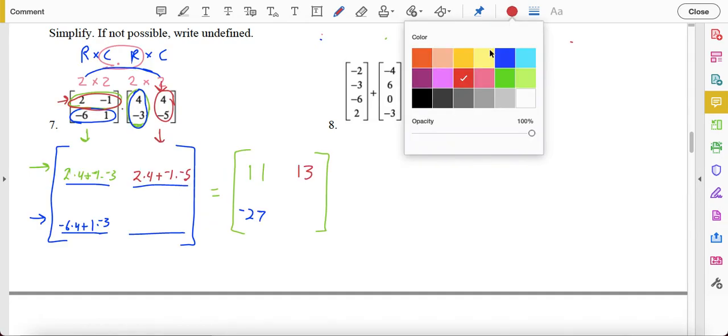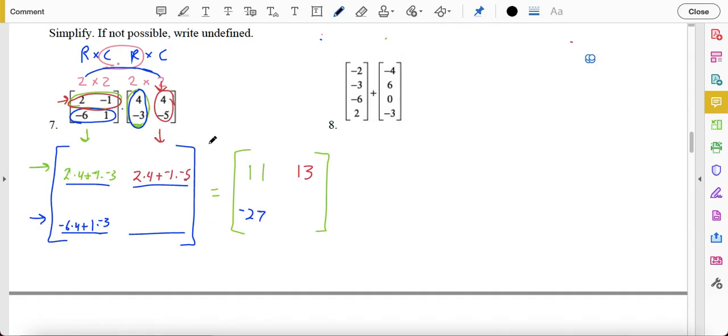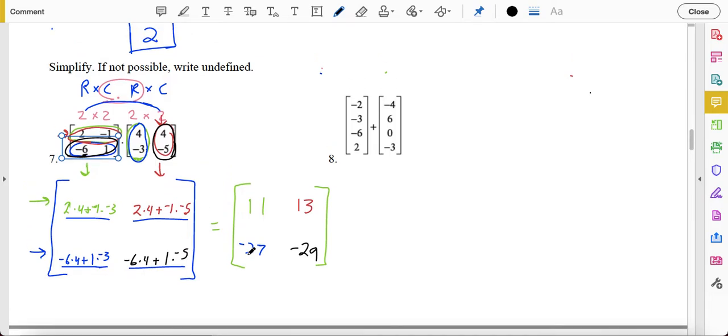And then for this last one, I take row 2 by column 2, so row 2 here by column 2 here, so -6 times 4 plus 1 times -5. So -24 plus -5, which is -29. So that is the multiplication of those two matrices.